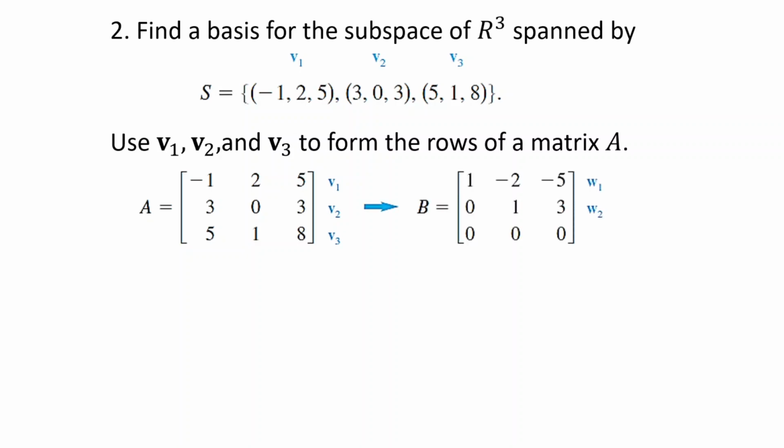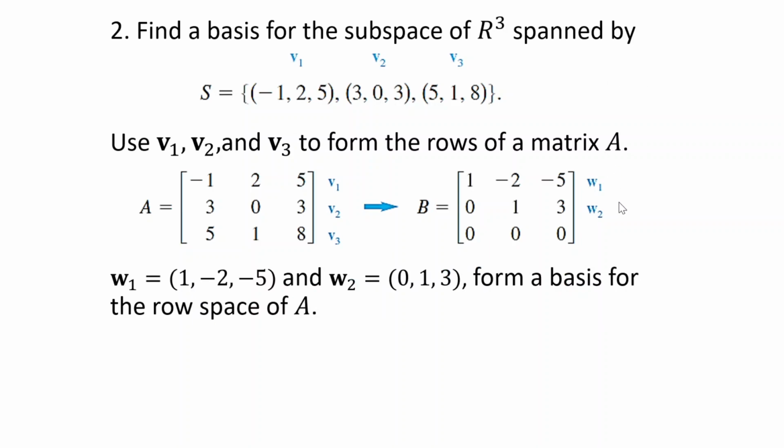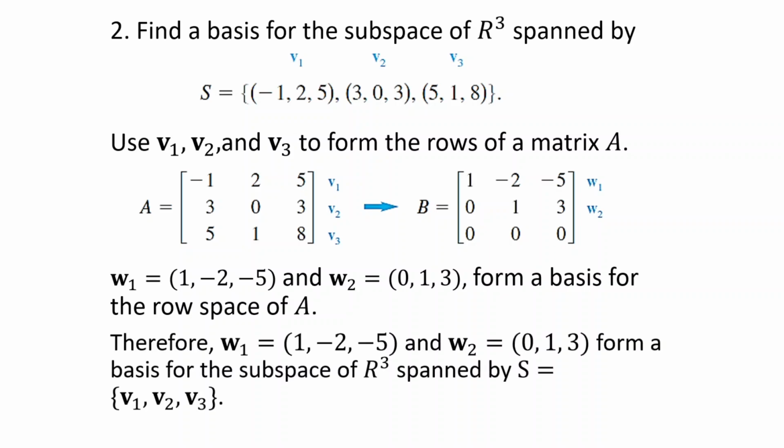Again, you can verify that. So the non-zero rows of B are these vectors, W_1 and W_2, and they form a basis for the row space of A. So W_1 and W_2 form a basis for the subspace spanned by S.